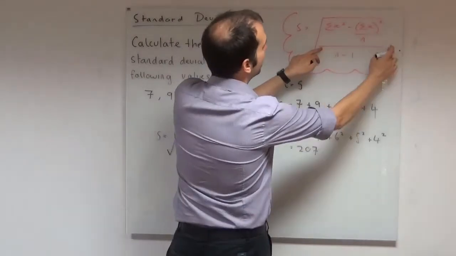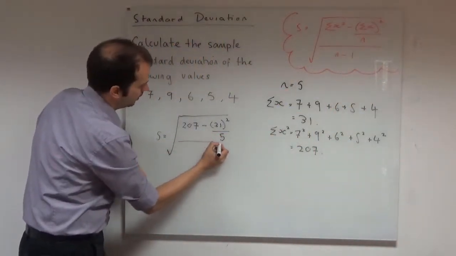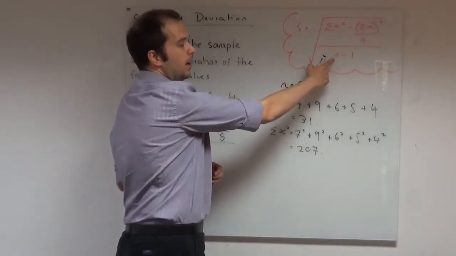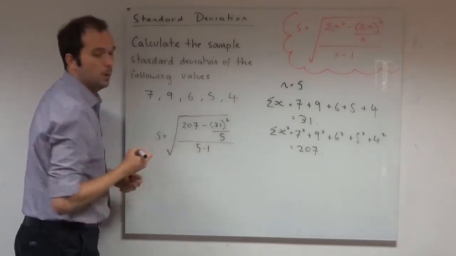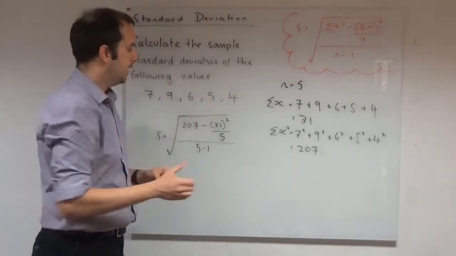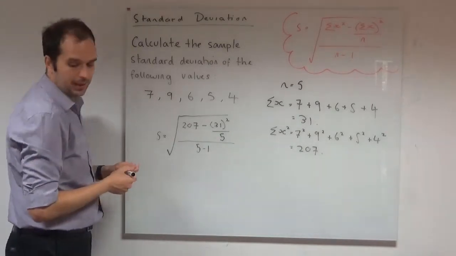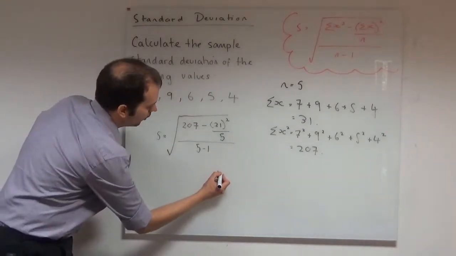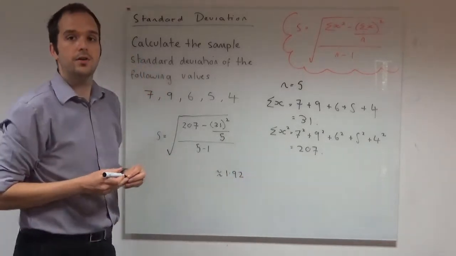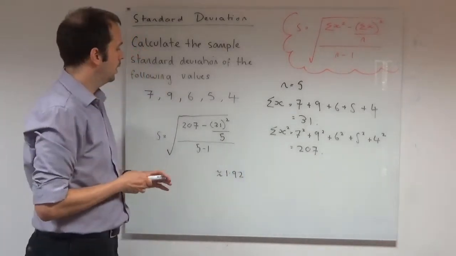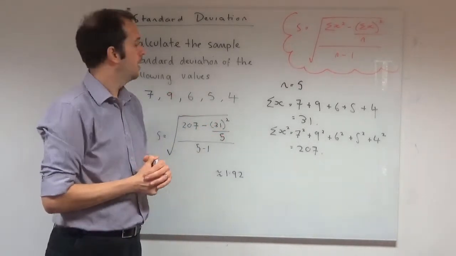And then everything we've just written down gets divided by n minus 1, so it will be 5 minus 1. Now you can substitute all of that into your calculator, and when I did that I got an answer approximately equal to 1.92 to 2 decimal places. So that's how we calculate our standard deviation.